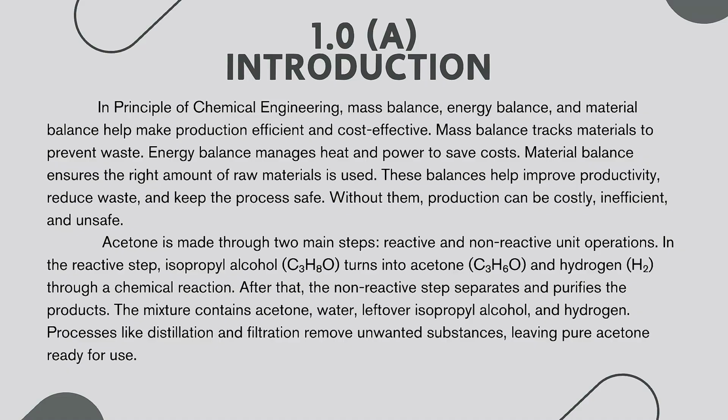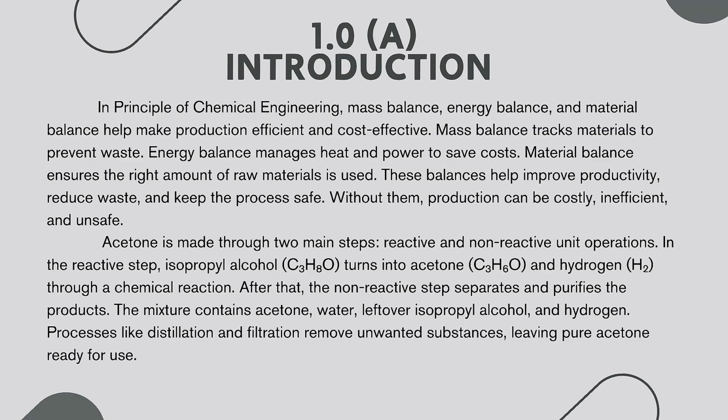Principles of chemical engineering play a key role in making production efficient, cost-effective, and safe. In principles of chemical engineering, there are three main aspects that need to be considered, which are the mass balance, energy balance, and material balance. Mass balance helps us to track the materials to prevent waste. Besides, energy balance manages heat and power to save the cost. And material balance ensures the right amount of raw materials being used.